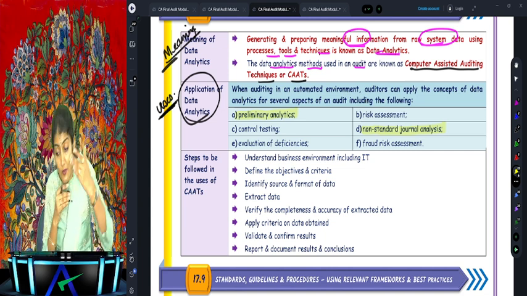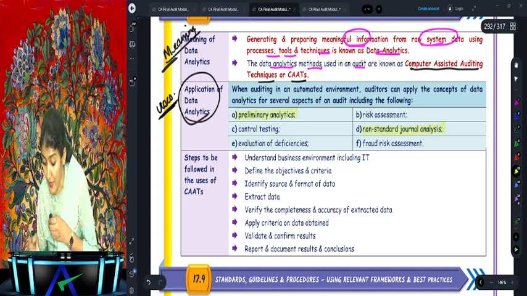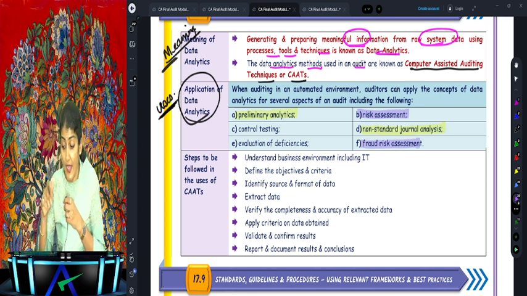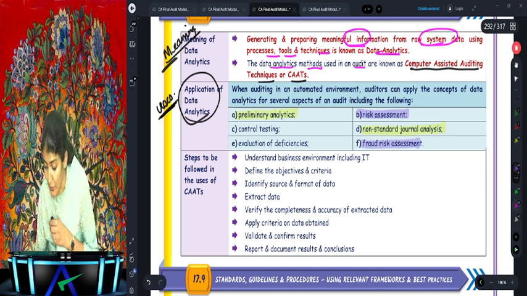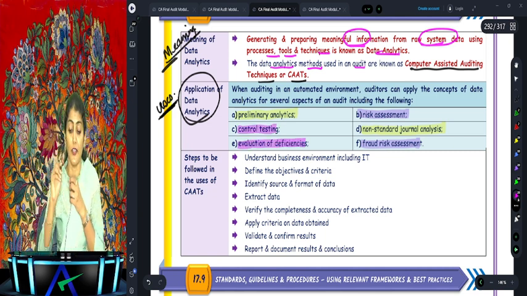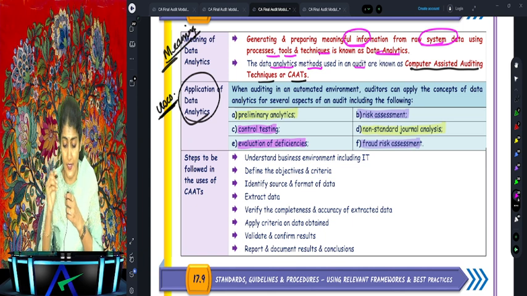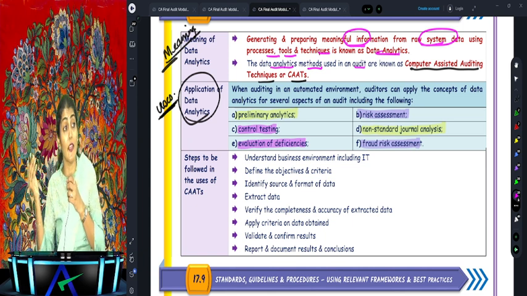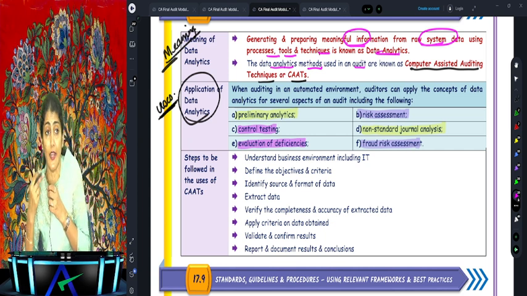Then I can also use the data analytics for the risk assessment and also for the fraud risk assessment. Then I can also make use of the computers for the control testing and also the evaluation of the deficiencies, right? So that's the application of the data analytics.